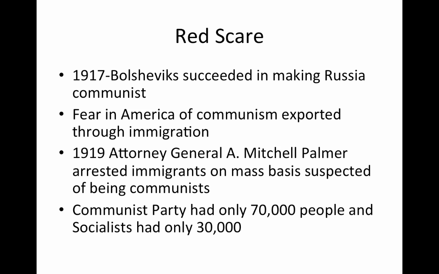So in 1919, the Attorney General, A. Mitchell Palmer, began arresting immigrants on a mass basis, suspecting them of being communists. Now, when we think about it, this is really rather strange. The Communist Party at that time only had 70,000 people in it. Socialists at the time only had 30,000 people. Now, that might sound like big numbers, 100,000 people who believe in some kind of left-wing belief system. But when you consider that at the time there were about 100 million people in America, this is not even 1% of the population. It's a very small group. So you can see this fear that is spreading that really doesn't have much of a basis in reality.